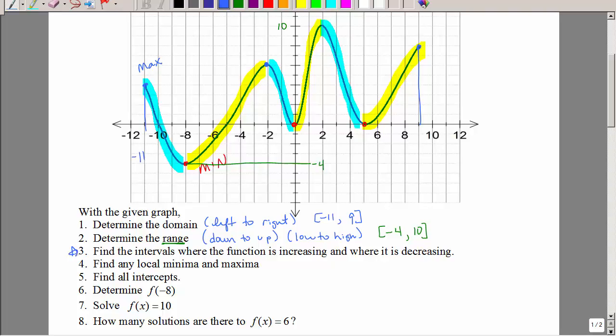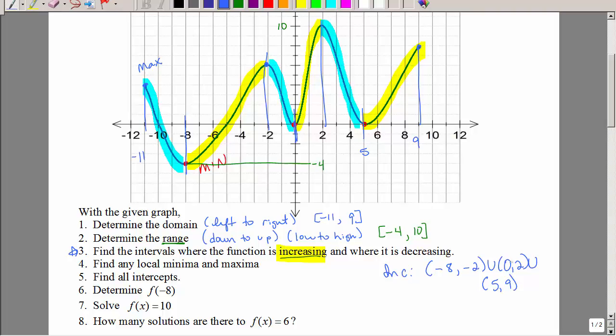Now, find the intervals where the function is increasing and where it is decreasing. Well, remember our increasing were the parts in yellow. Well, how do I write that? Okay, so increasing. We want to start here from negative 8 to negative 2. And we use open parentheses because at those endpoints, it's neither. That's where you get those maximums or minimums. Right, here we go from 0 to 2. And we have one more from 5 to 9. And these are our union symbols.